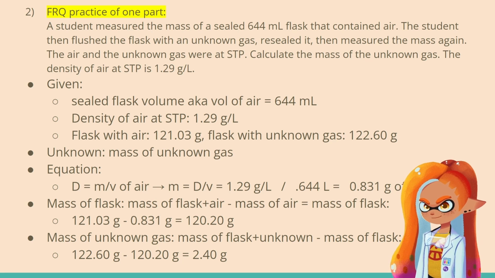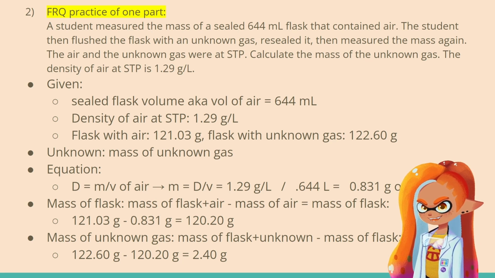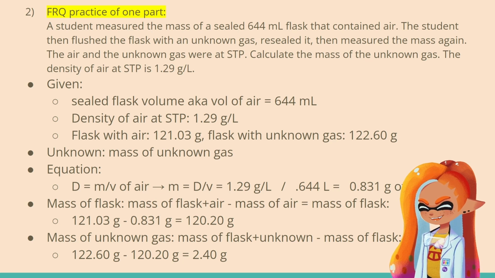Whew. Now, like I said, drawing a picture of this would have helped a lot. If you drew a picture of a flask and labeled it has air and it has 644 mL in it, and then the mass of that container is 121.03, and then you drew the other things, it would make sense. So if you're confused about this math after I went over it, I highly recommend drawing what's happening in this situation to understand it fully. Perfect.